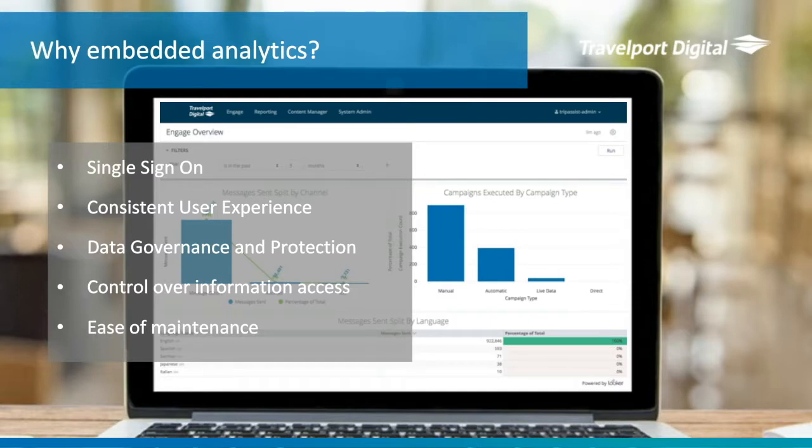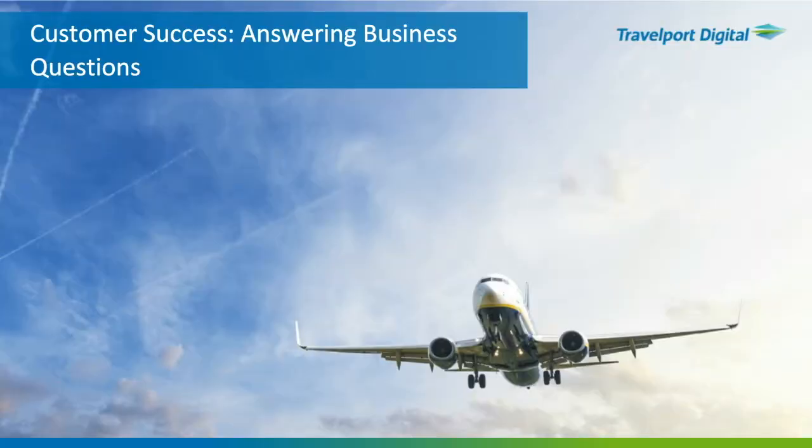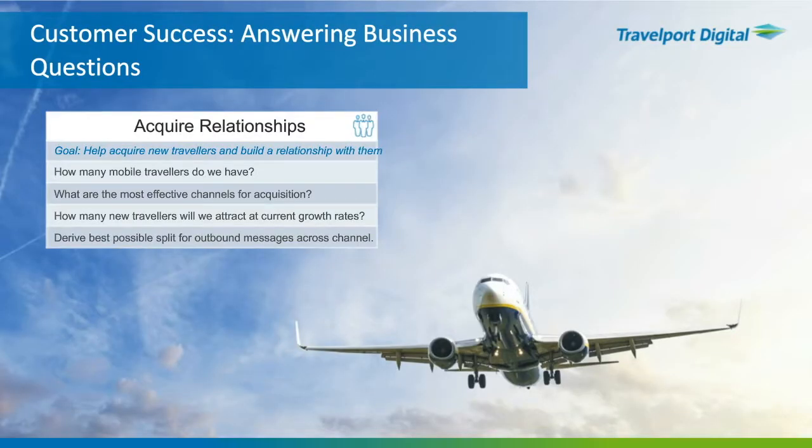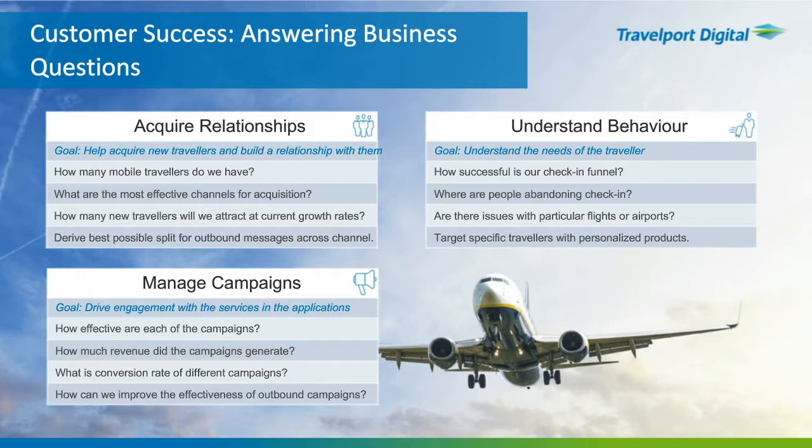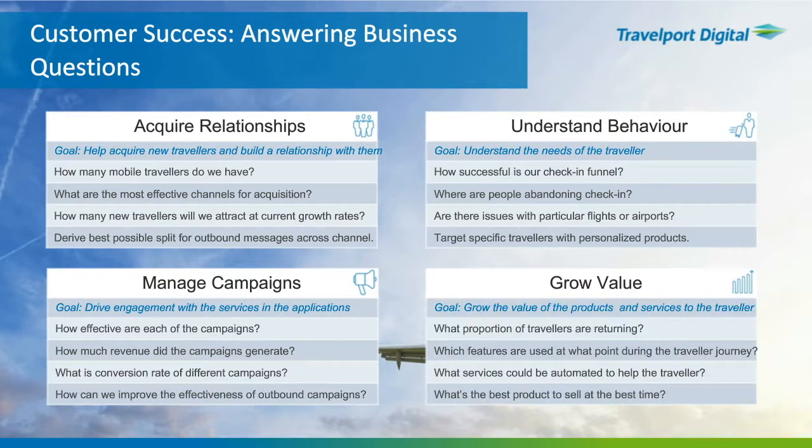Okay, so why is this a value to our customers? In order to explain the value of the embedded analytics to our customers, we normally frame it in terms of the business questions that they actually have. So for simplicity, we normally put those questions into one of the 4 categories that you can see there. And each of the dashboards provides information to answer those business questions. So for example, if you take something like a why are people abandoning check-in question, which is in the understanding behavior section, I mentioned earlier the cost savings the airlines have in encouraging people to do mobile check-in.